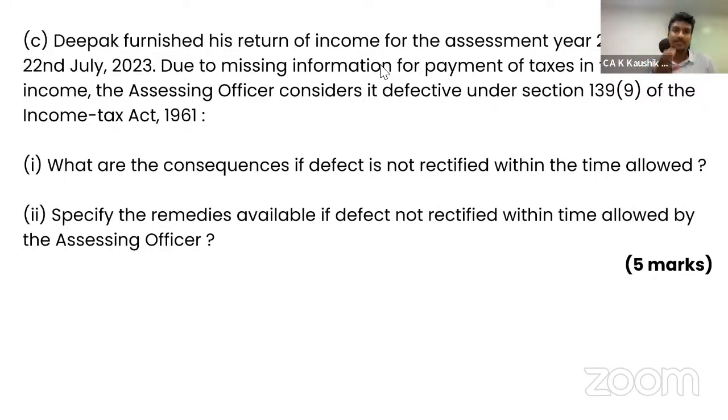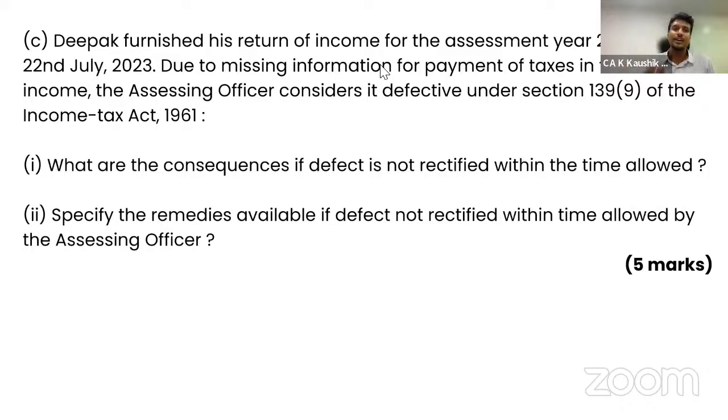If the assessee, Deepak, does not rectify this defect within the 15 days timeline given, then it becomes as if Deepak has not at all filed the return. Why? Because the return filed becomes invalid. It becomes invalidated. The moment it becomes invalidated, it is as good as that he has not at all filed the return of income. Moving further, specify the remedies available.